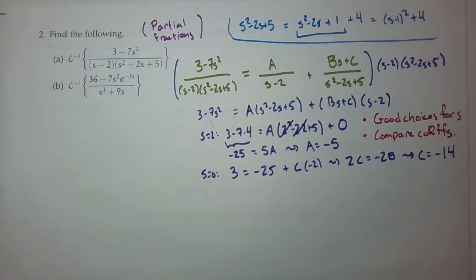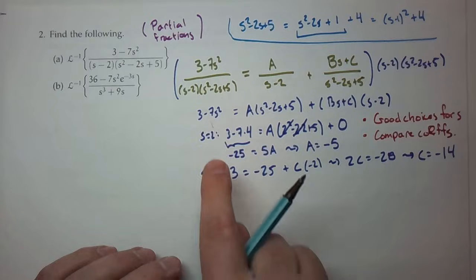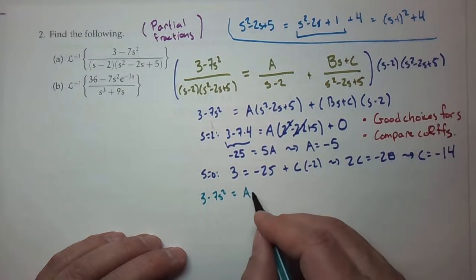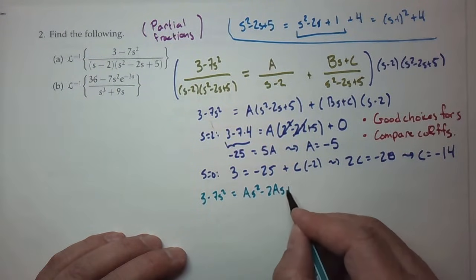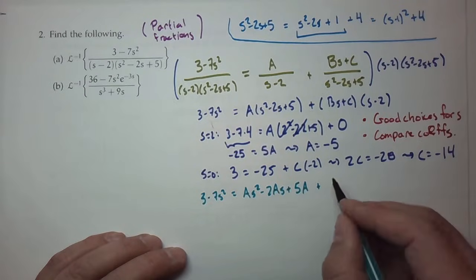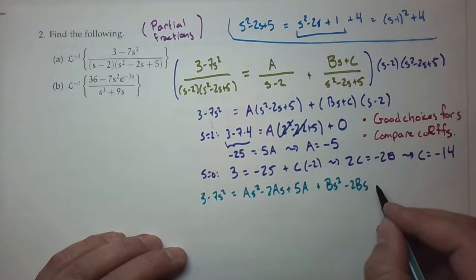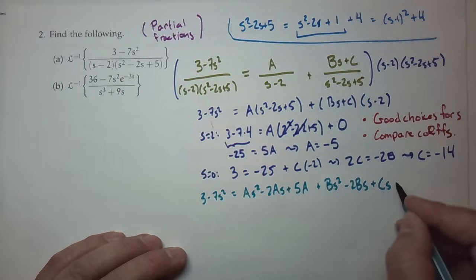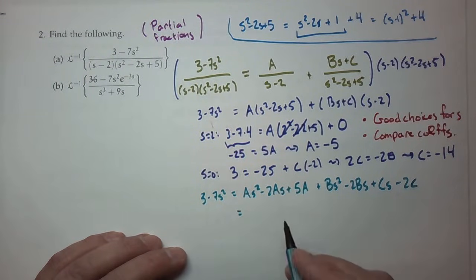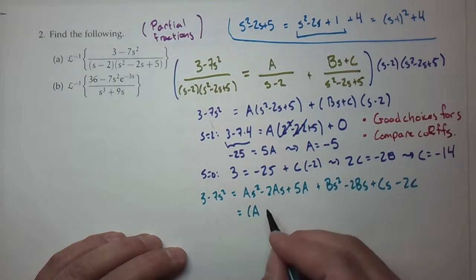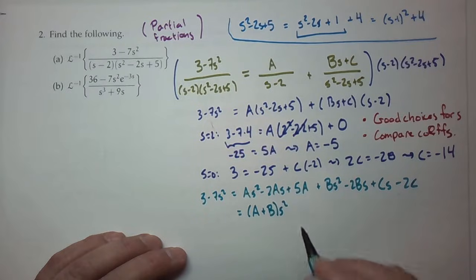Let me just talk through what you would do if you wanted to expand and compare coefficients, just in case you like to do that. So in our case, we would say, well, hey, we have 3 minus 7s squared. Over here, you'd have a times s squared minus 2 times a times s plus 5a, plus b s squared minus 2 times b times s plus c times s minus 2c. And you group the coefficients by powers of s. We have a s squared and b s squared, and those are our only s squared. So a plus b s squared.